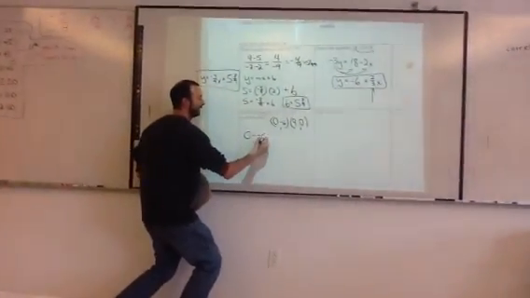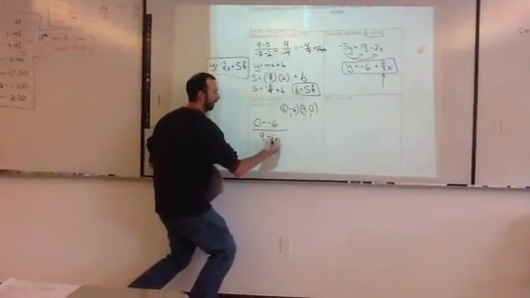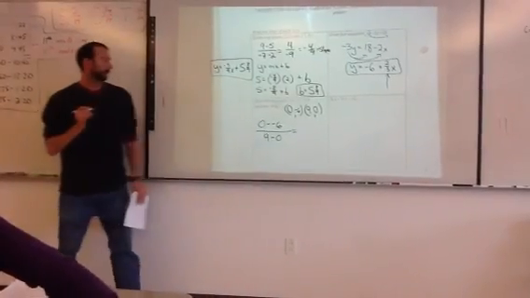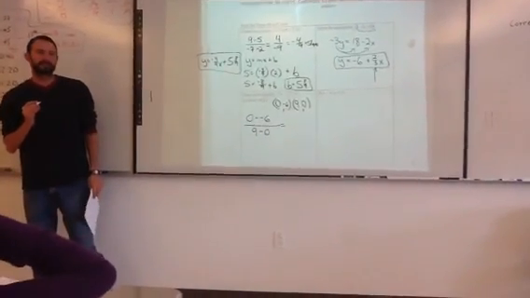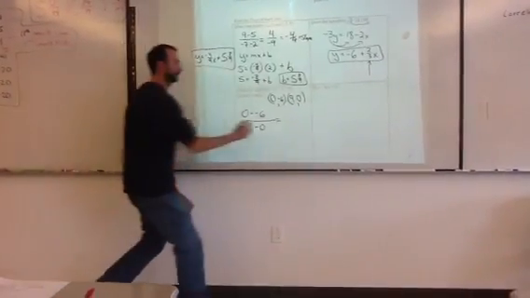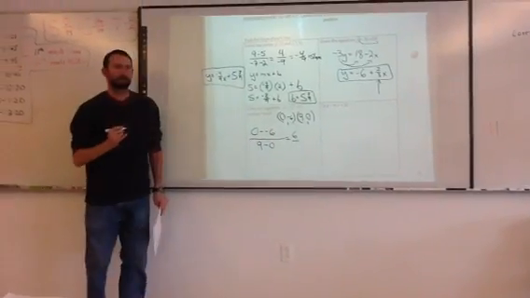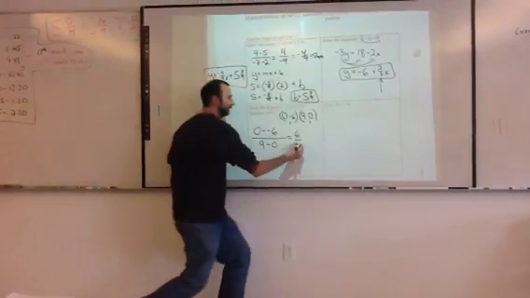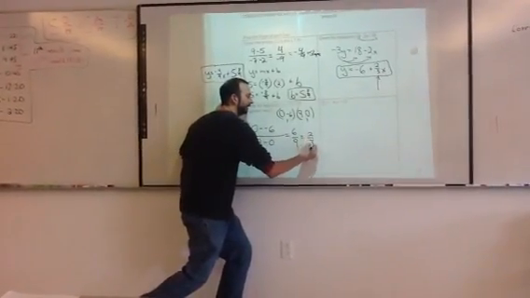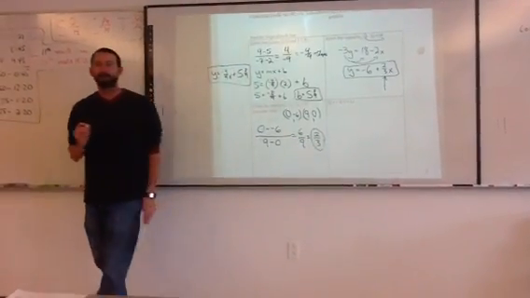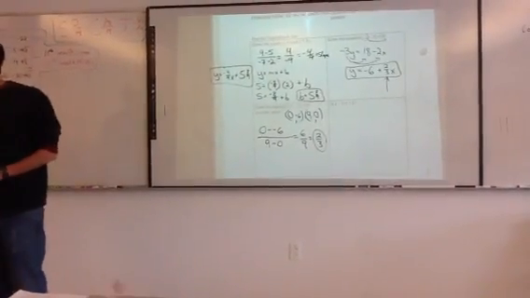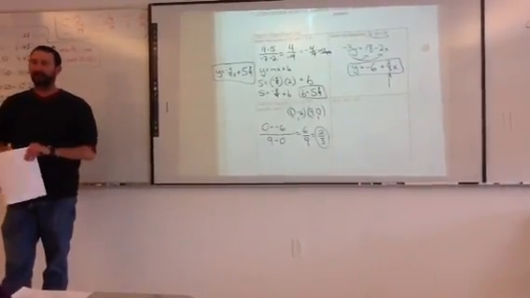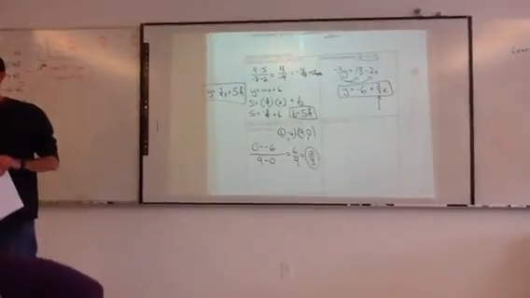0 minus -6, 9 minus 0. Let's see, 0 minus -6 is 6. 9 minus 0 is 9. 6/9 is exactly the same as 2/3. Same result, entirely different approach to getting from given information to desired information.